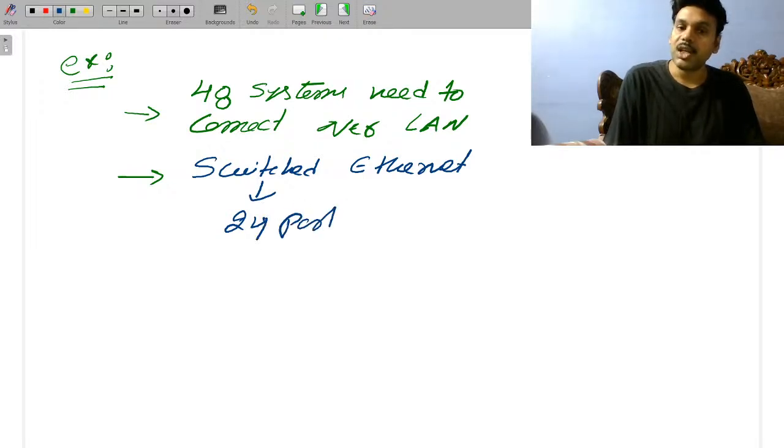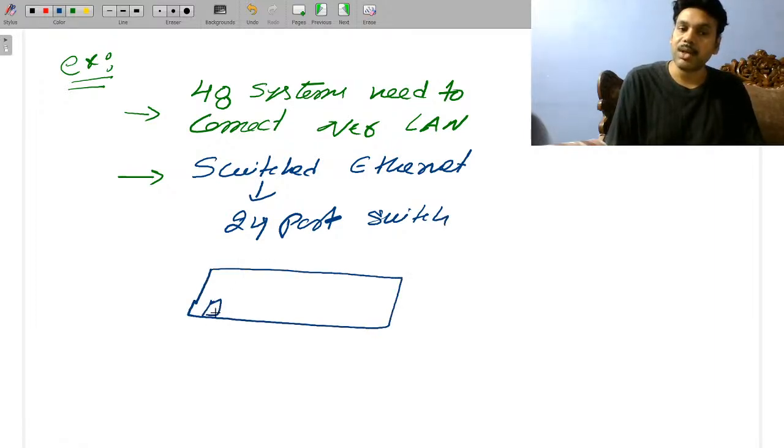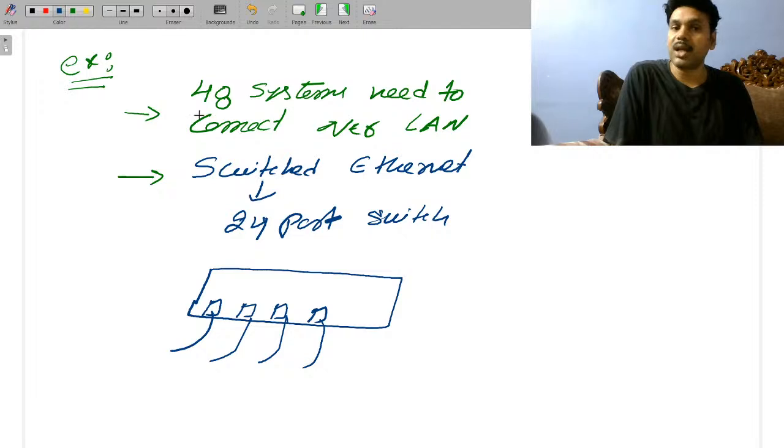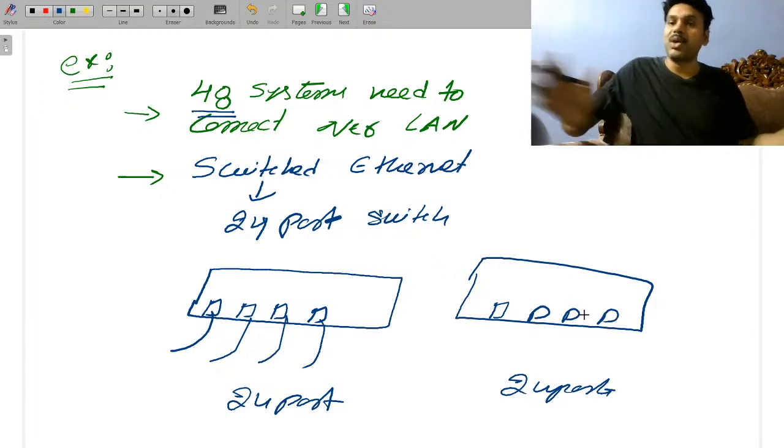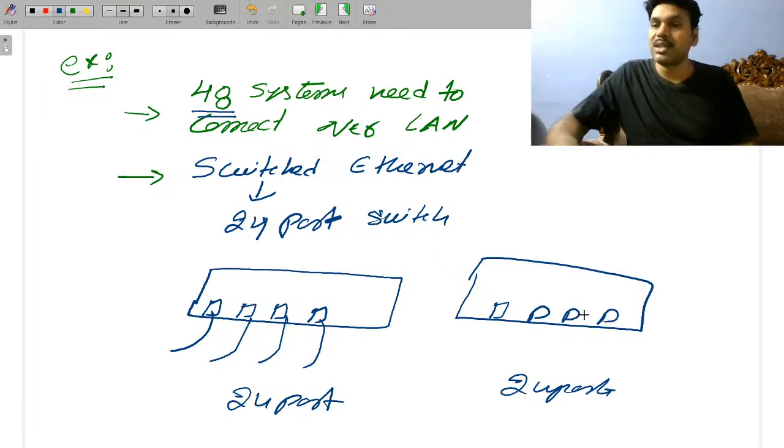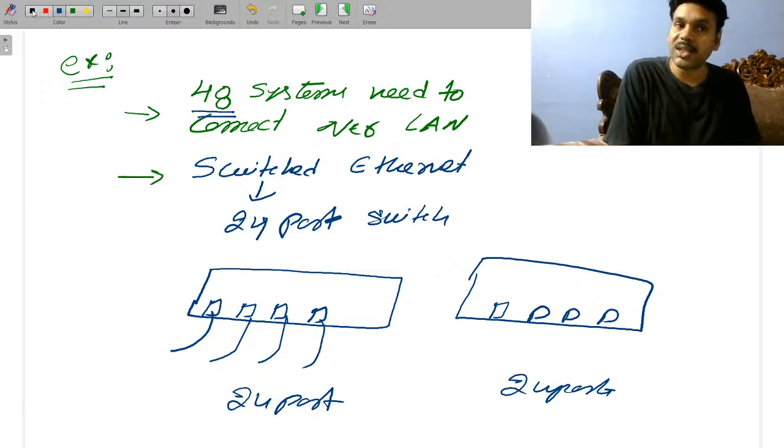If I am taking 24 port switches, that means with a single switch I can connect 24 systems at a time. There are ports like this so that you can connect them. But he said that 48 systems are there. So one 24 port switch I am taking, and another 24 port switch I am taking, and here also I can connect 24 systems. But when you connect like this, they become different LANs. They are not a combined LAN.